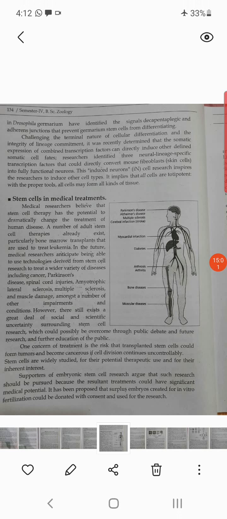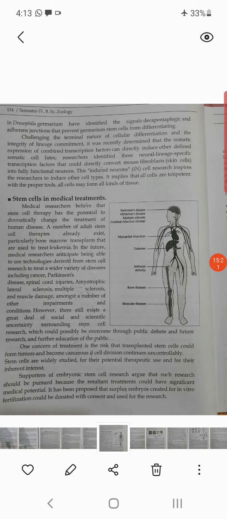And supporters of embryonic stem cell research argue that such research should be pursued because the resultant treatments could have significant medical potential. And it has been proposed that surplus embryos created for in vitro fertilization could be donated with consent and used for research. So, this is the difficulty in research.